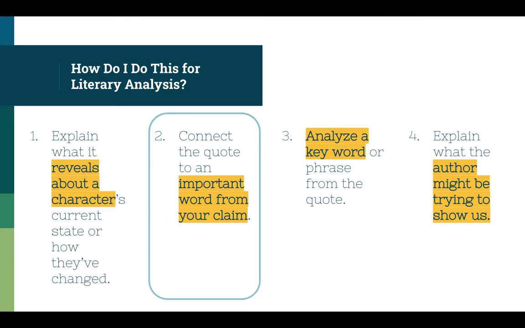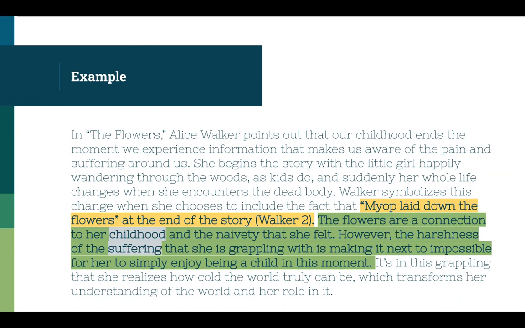So that's one option. The second option is that you can connect the quote to an important word from your claim. This helps make sure that you're really connecting it back to that claim and that you're proving what you really mean to be proving with the whole paragraph. You'll notice again, we're writing about The Flowers. The claim is that Alice Walker points out that our childhood ends the moment we experience information that makes us aware of the pain and suffering around us.